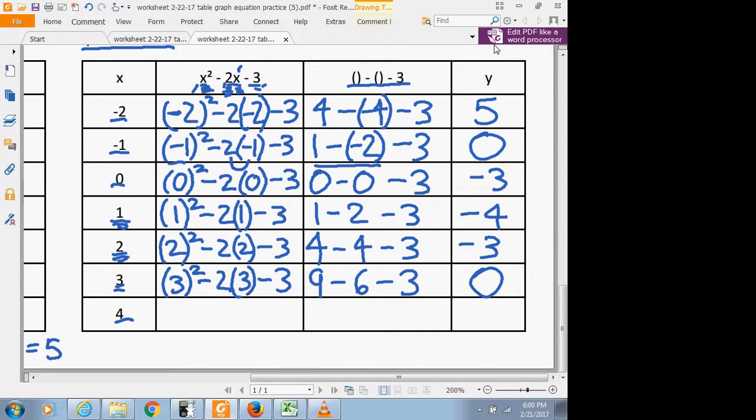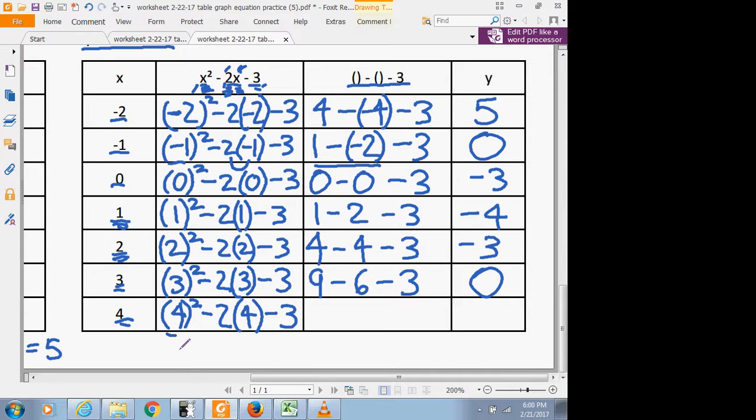Okay. Last one. You see an x, you put a 4. You see a squared, you put a squared. You see minus 2, you put minus 2. You see an x, you put a 4. You do minus 3.